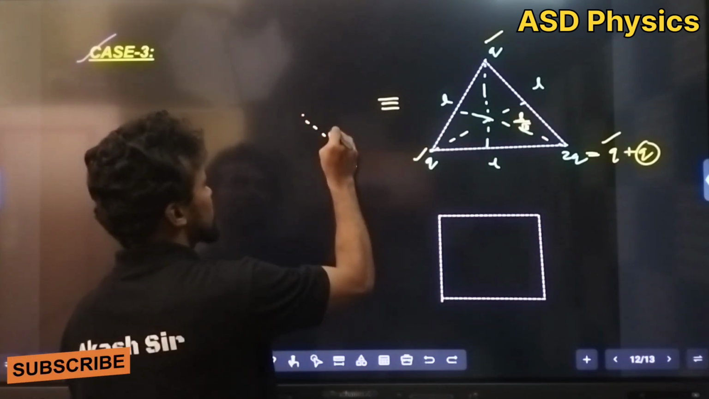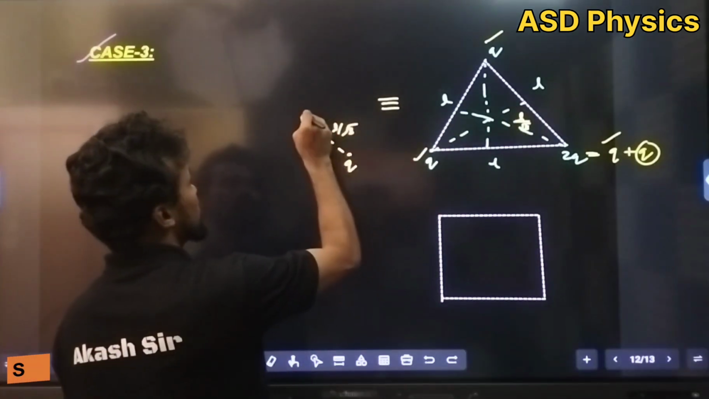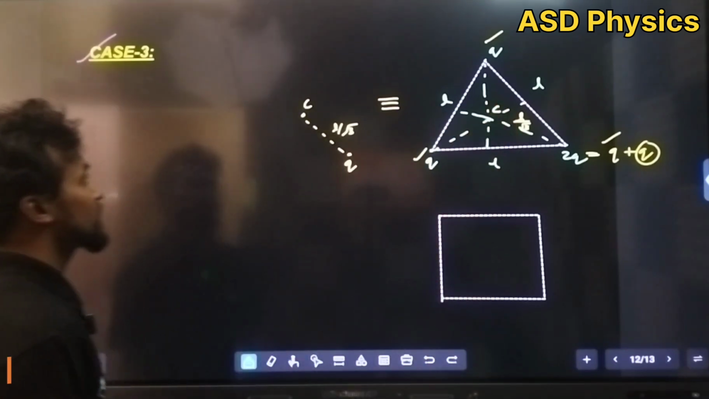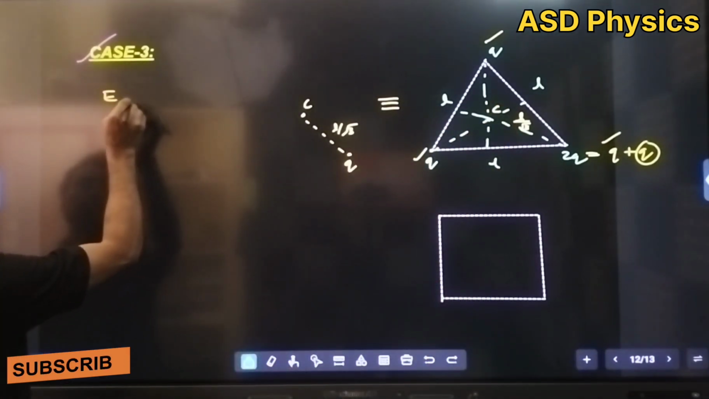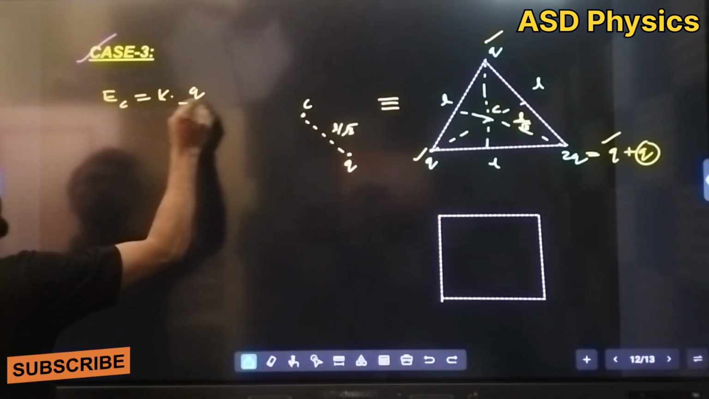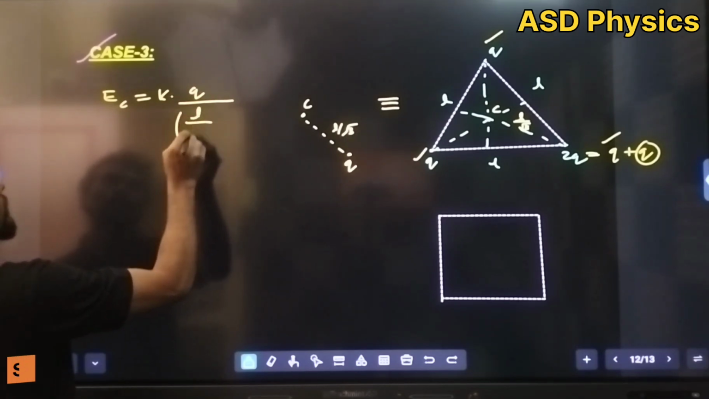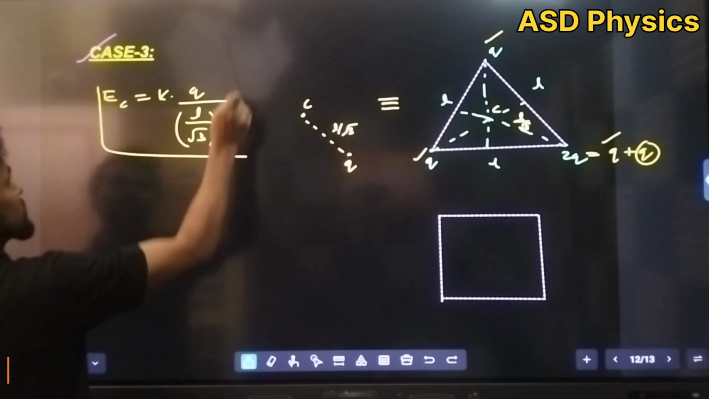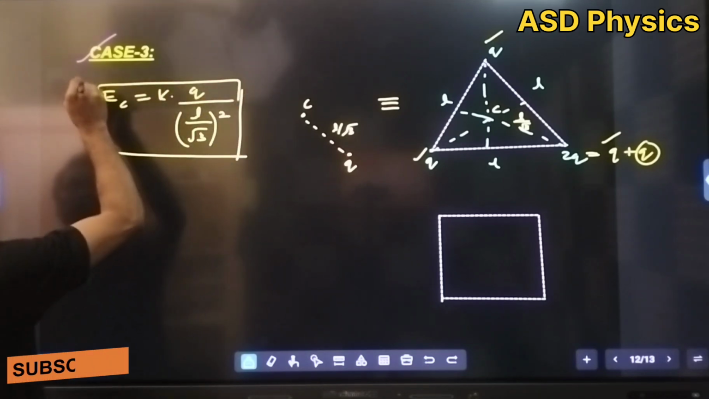So let's take here please, this length is L by root 3, and here at the centroid I want to calculate the electric field. So what is the electric field at the centroid? We can get it very well here. EC is equal to K into Q by L by root 3 whole square. Like this here. So this is part A.